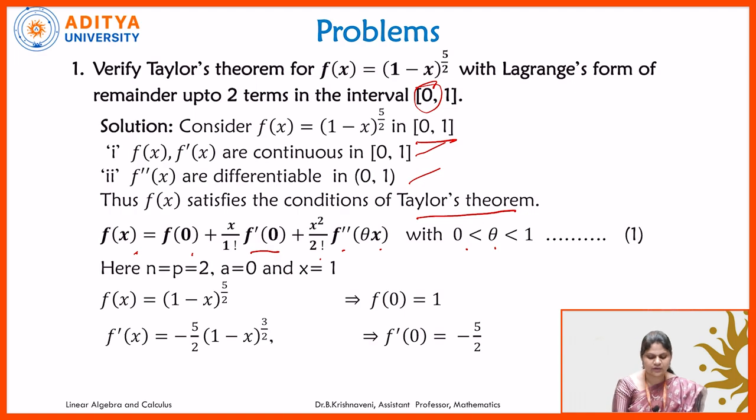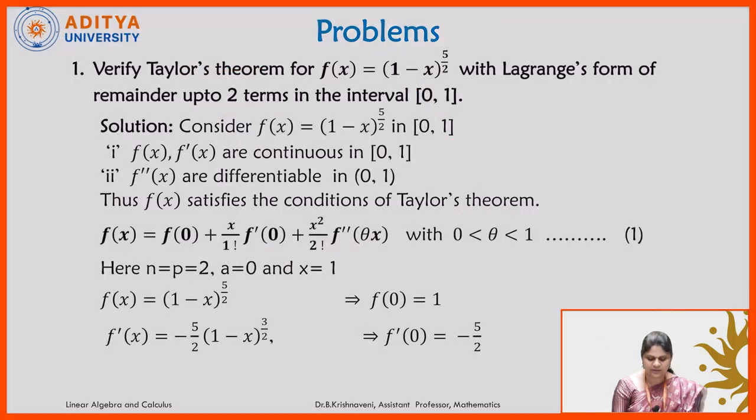So here you need to find out the Taylor's theorem with Lagrange's form of remainder up to 2 terms. So here, 2 terms plus remainder. Now take n is equal to p is equal to 2, a is 0 and x is equal to 1, and take f of x. Find f dash 0, that is minus 5 by 2.